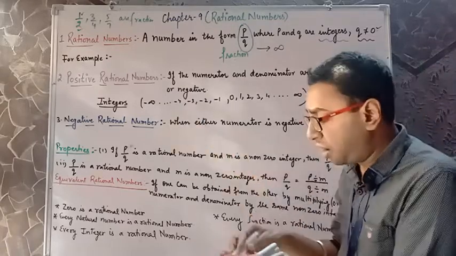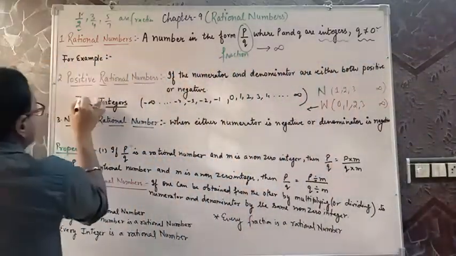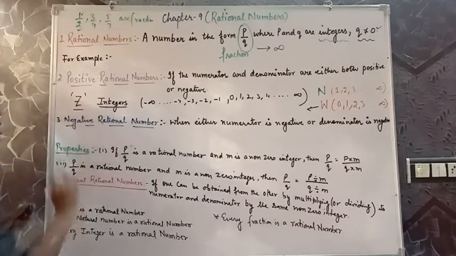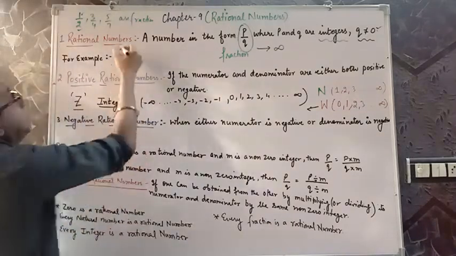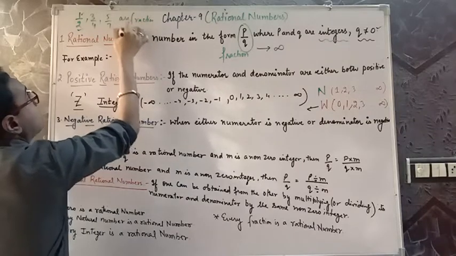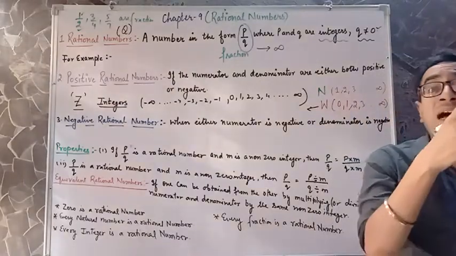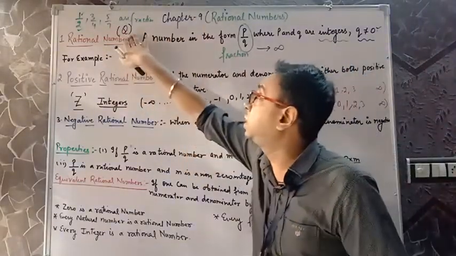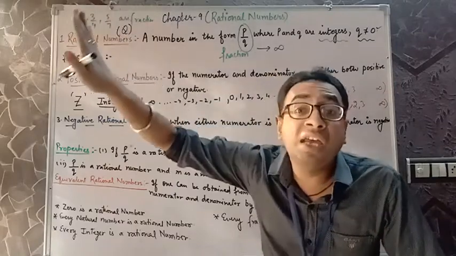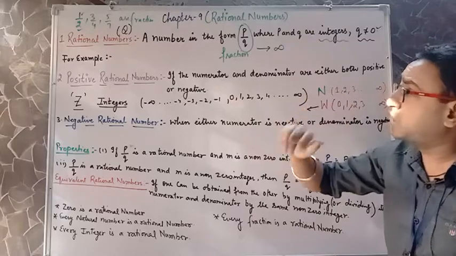Now integers are represented by the letter Z. The letter Z, Z for zebra. And rational numbers are represented by the letter Q. Very important, capital Q. Wherever you see capital Q, a set of capital Q means a set of rational numbers. Are we clear? So let's see the examples of rational numbers.